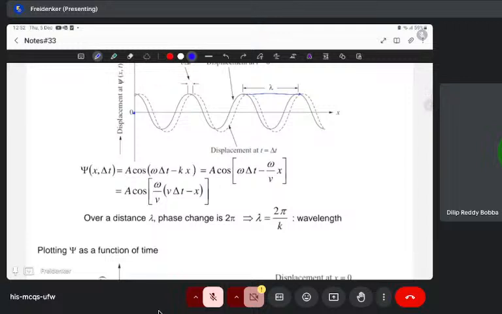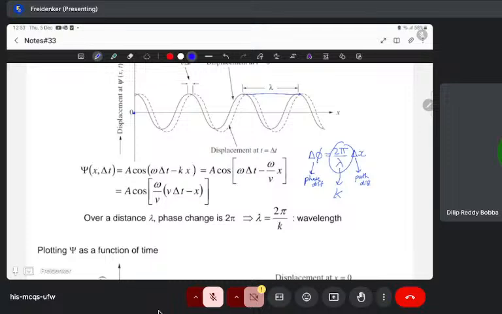So phase change is nothing but the phase difference. This is nothing but the path difference. Maybe this will be helpful in the constructive interference part, maybe this will appear over there. But 2 pi by lambda is nothing but k.